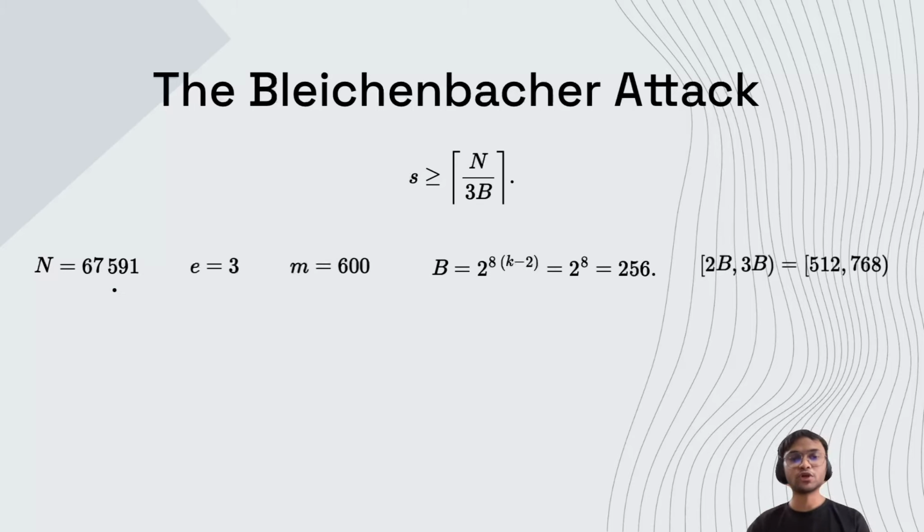We select the modulus n as 67591. We select the public exponent e as 3. The plaintext that we want to recover is 600. And now let's find the range. For that, we need to find the value of B. So the value of B turns out to be 256, and the range turns out to be 512 inclusive and 768 exclusive. Now, remember that this value of B was taken such that the modulus represented in k is 3 bytes.